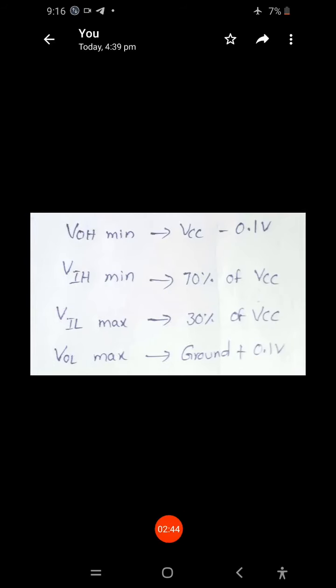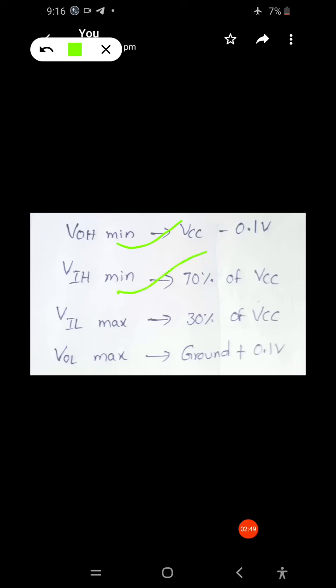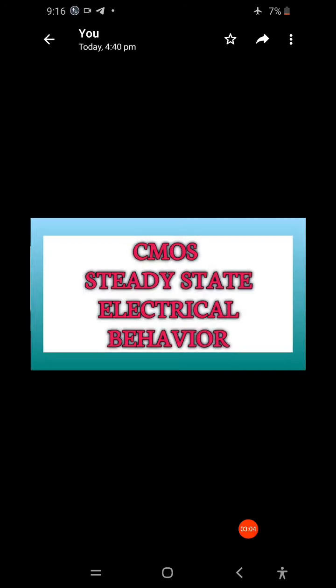So VOH minimum is VCC minus 0.1 volts, VIH minimum is 70% of VCC, VIL max is 30% of VCC, and VOL max is ground plus 0.1 volts. All these are power supply rails for CMOS circuitry. So that is regarding CMOS steady state electrical behavior. In this video we have discussed three parameters: first logic levels, second DC noise margin, and third power supply rails.